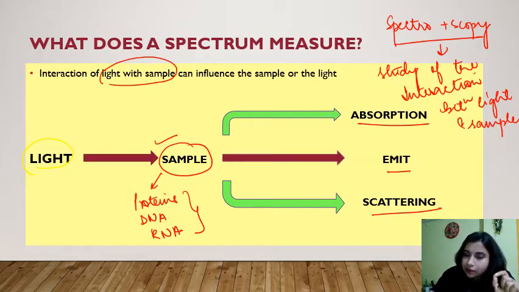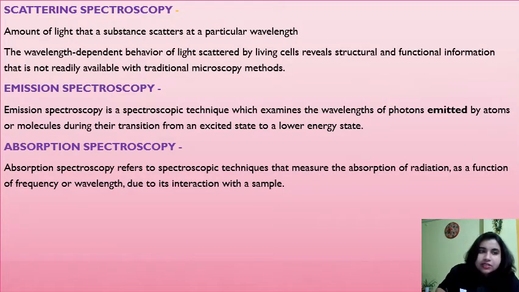And whenever the light interacts with a sample, the changes can be absorption, emission, scattering, right? So these are the changes that basically take place whenever the light interacts with any sample. Next, let's define scattering, emission, and absorption.